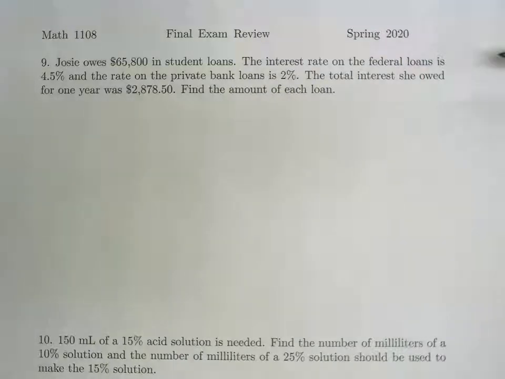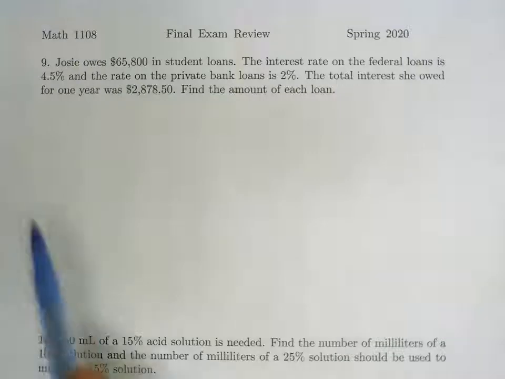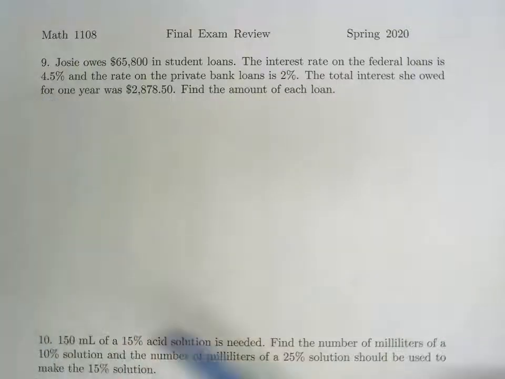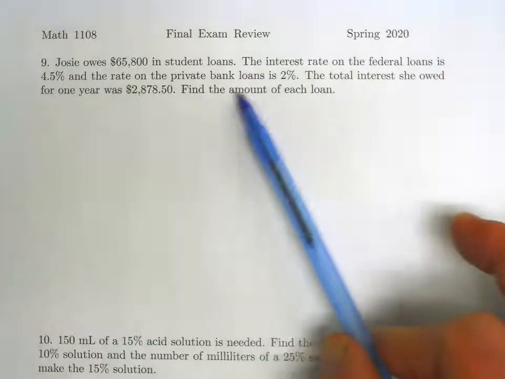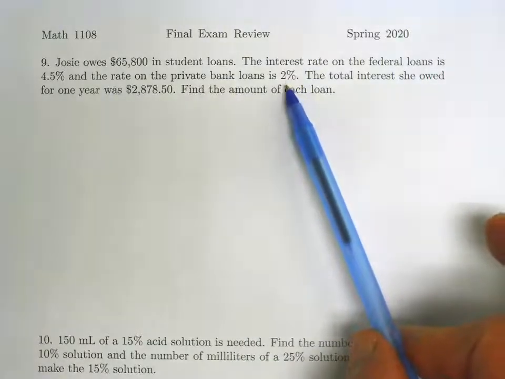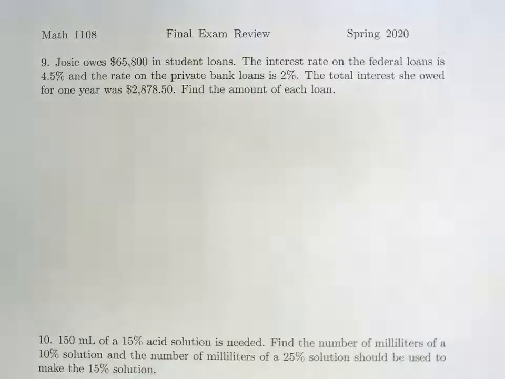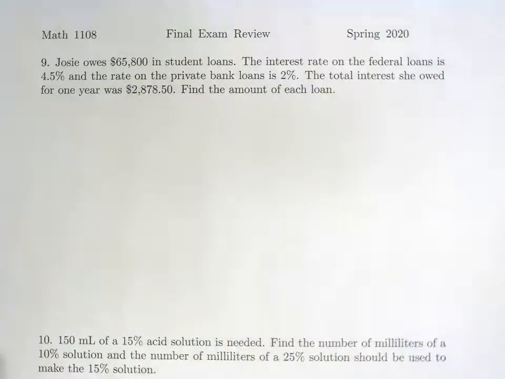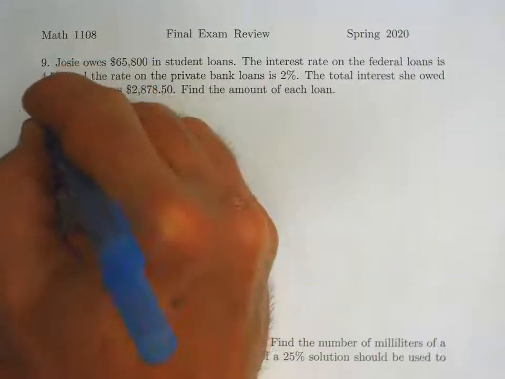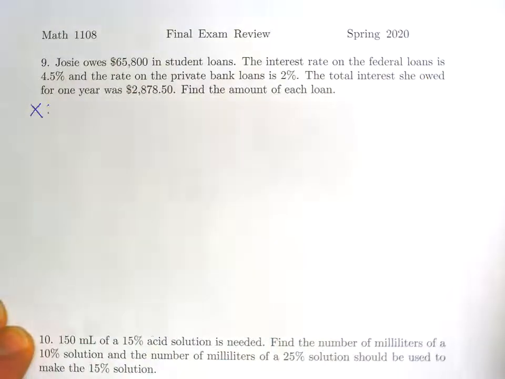Okay, so just to fill in a little bit, Josie has two loans. One is a federal loan. The annual interest rate is 4.5%. And then she has a second loan from a private bank, and its annual interest rate is 2%. And the total amount of interest after 1 year is $2,878.50.